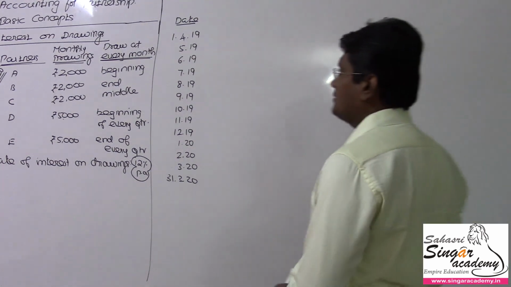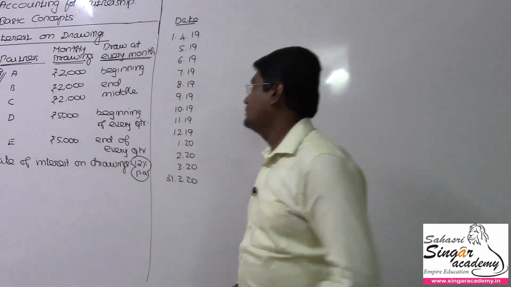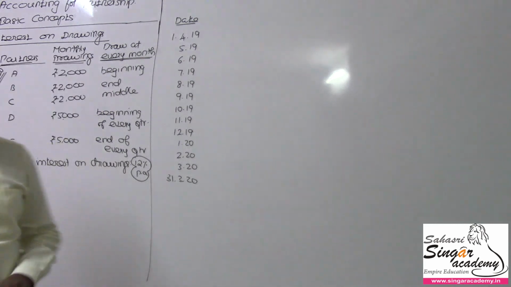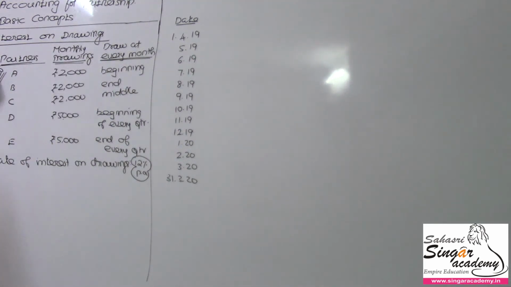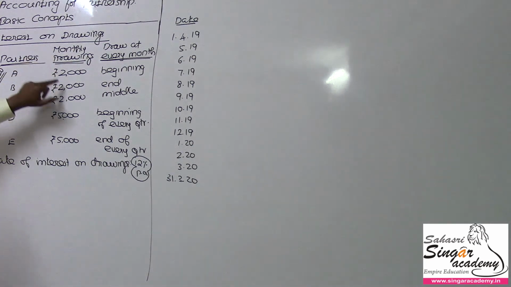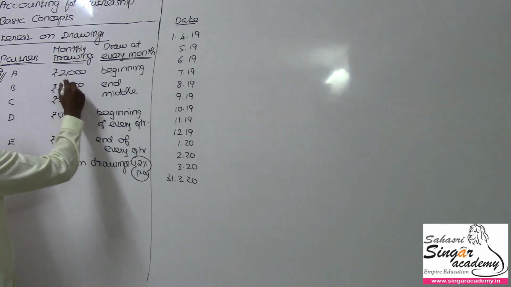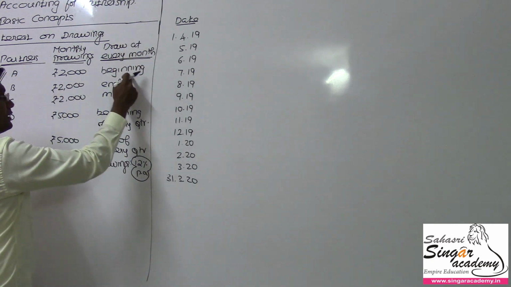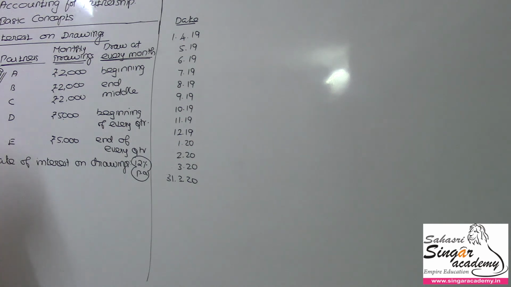Interest on drawings is going to be discussed here. We have assumed 5 partners A, B, C, D and E, where partner A draws rupees 2000 monthly, at the beginning of every month.